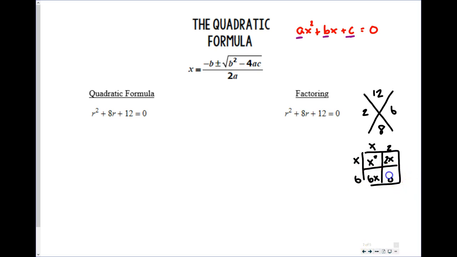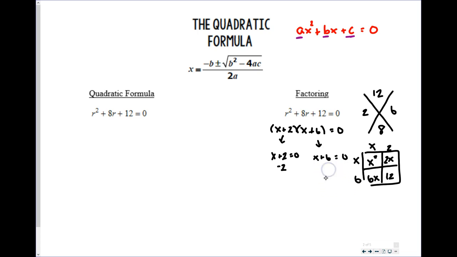Oh, sorry, not 2 times 6. I had to look at that for a second. Sorry, it's 12 here. Okay, now that makes sense. So now I've got x plus 2 times x plus 6 equals 0. And then, of course, we learned that to pull these two things out and subtract on both sides.